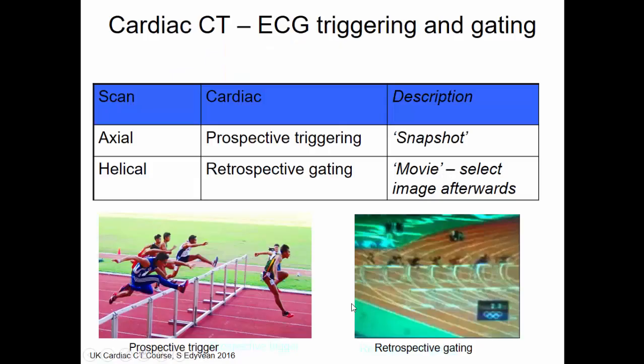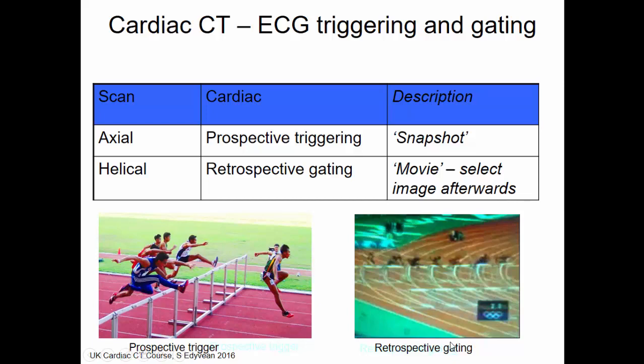There are two ways of scanning: axial scanning and helical scanning, and that's the same in cardiac. In axial scanning, we can do something called prospective triggering, which is a bit like if you're trying to image the legs of these hurdlers, you're going to take a snapshot every time they are over the hurdle, because that's when their leg is stationary. The same with the heart. In the diastolic phase, your vessels are pretty well stationary, so that's when you're going to take your picture.